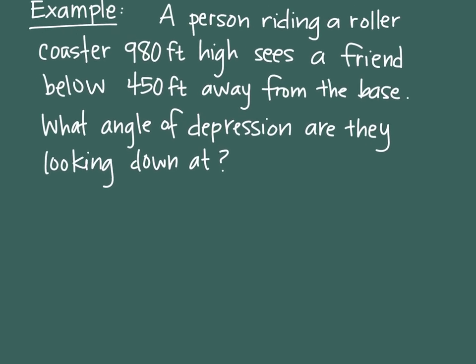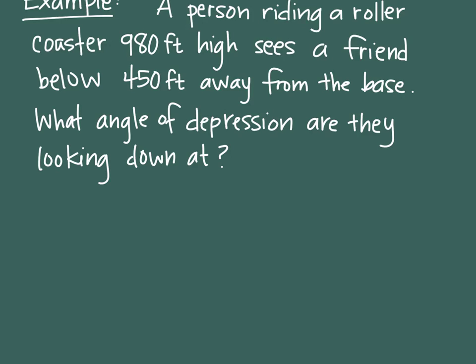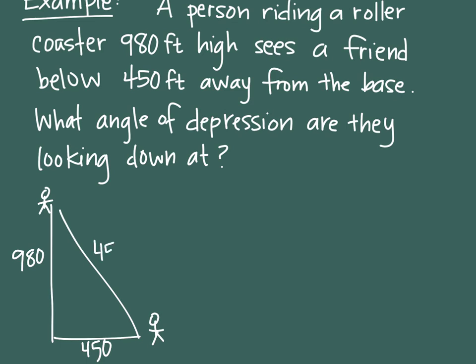All right, so we've got to turn this into a right triangle. We don't have to draw the roller coaster. We just have to know that the person who's on the top is 980 feet high, and they see a person below, and from the base, that is 450.